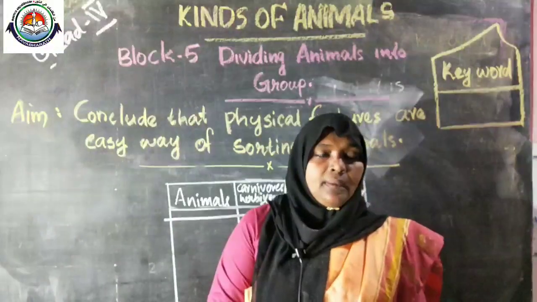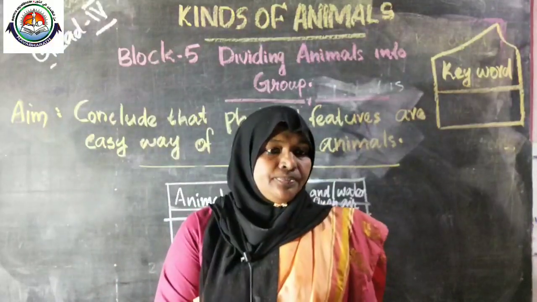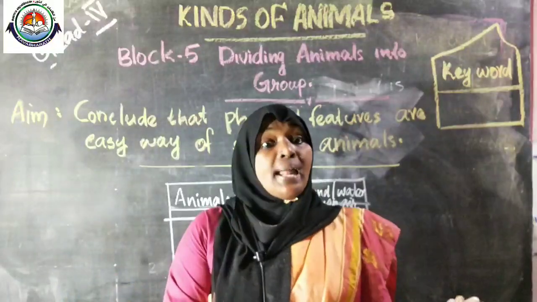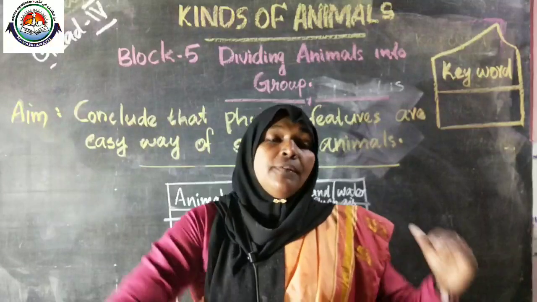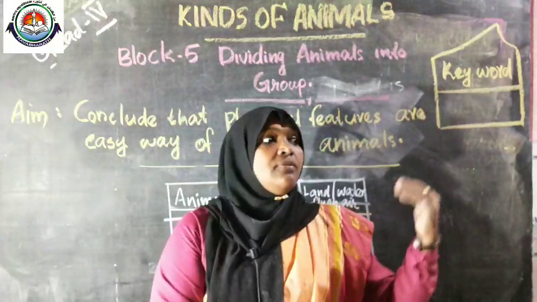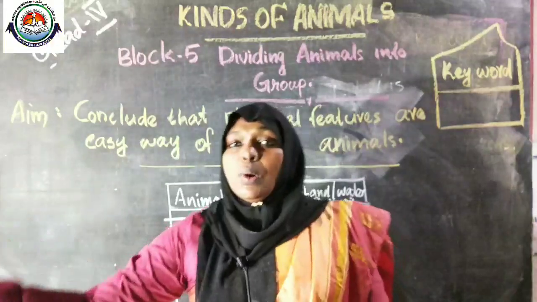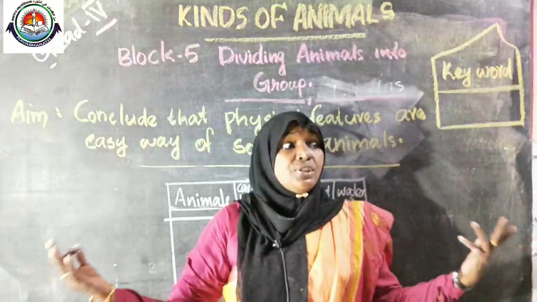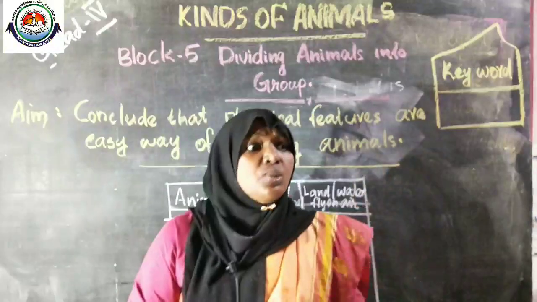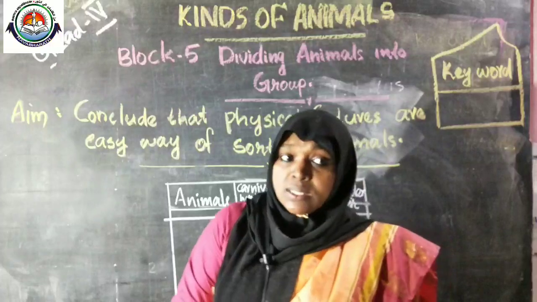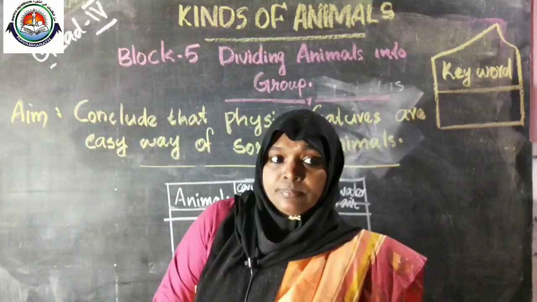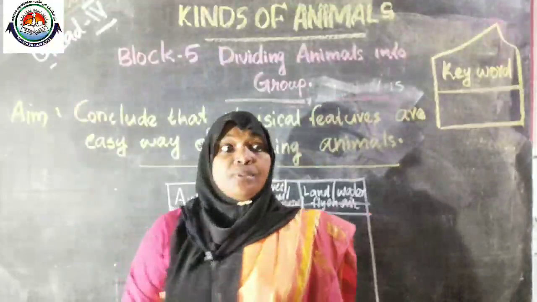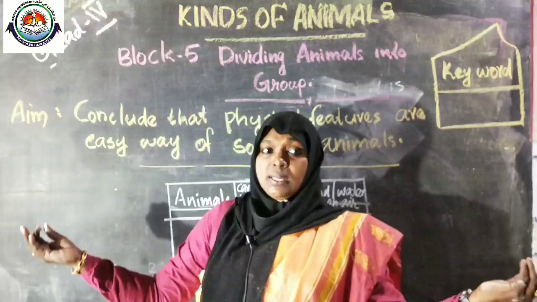Then I need one answer from you. The question is, is it an easy way to sort animals in these ways? We can take the animals and find out what they eat and where they live. Is it an easy way? No, it's not an easy way. Why is it not an easy way? What is the problem? We would have to observe them for a long time.